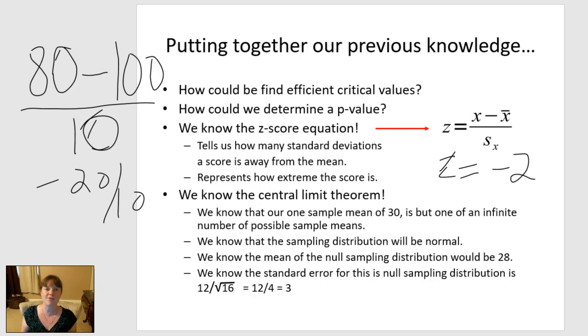But you don't even have to know how many points the exam was out of. You don't even need to know what I was even measuring. If I tell you I have a z-score of negative 2, you know that whatever I was measuring, I was 2 standard deviations below average. That's the beauty of standardization.